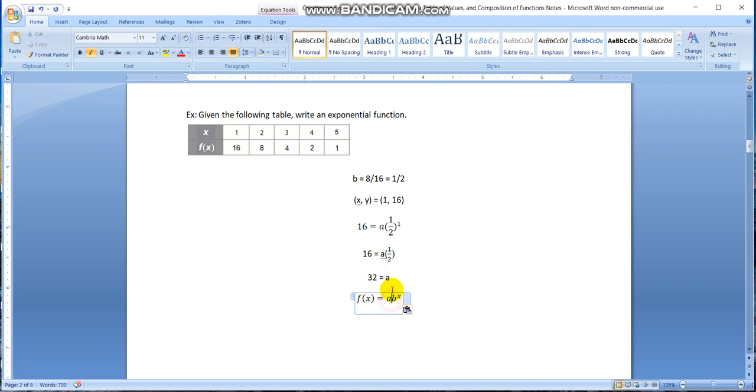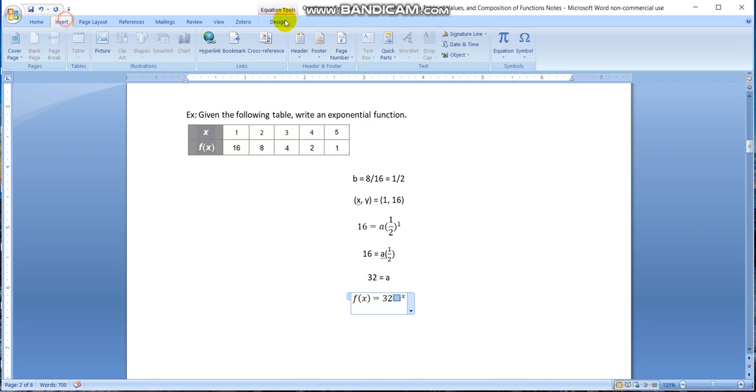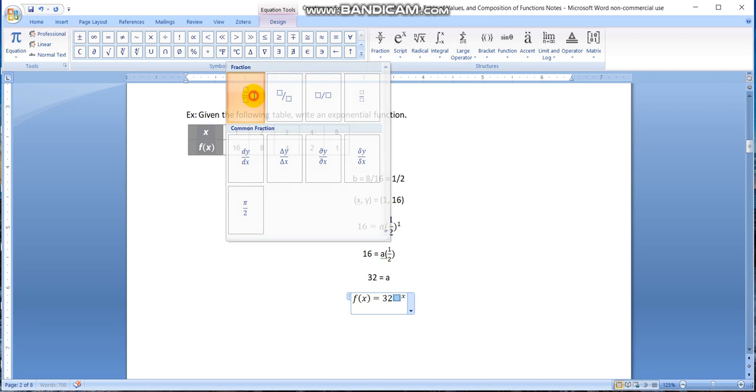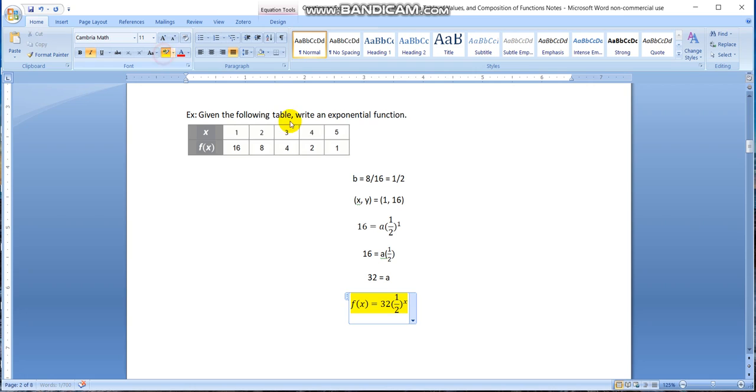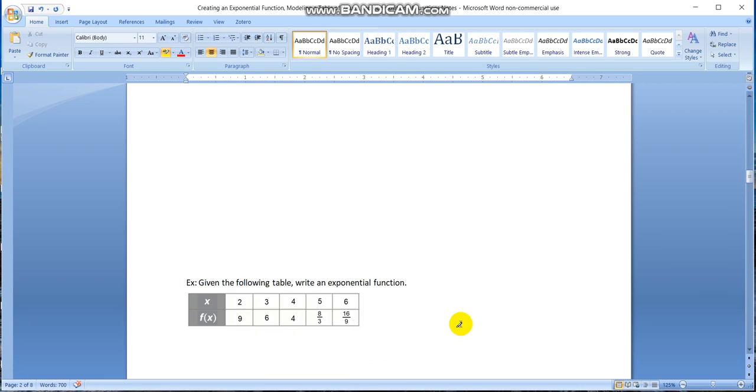Okay, so now we have our values for a and b, and what we can do is determine the exponential function. So a is 32. 32 gets plugged in right here. B is 1/2, so this part in here is going to be 1/2. And this is what represents our exponential function. Okay. All right. There's one more that I want to go over, and then I'll finish up this video.